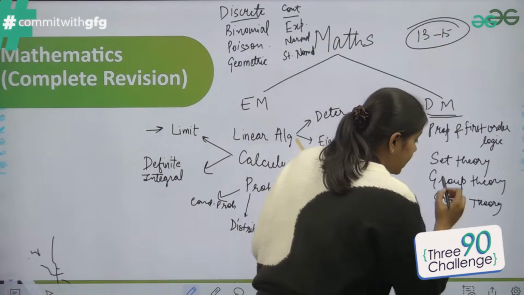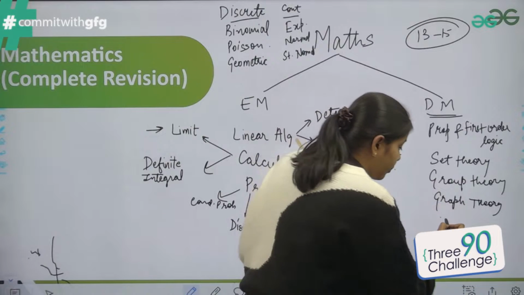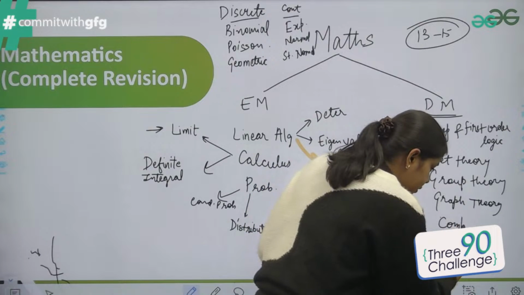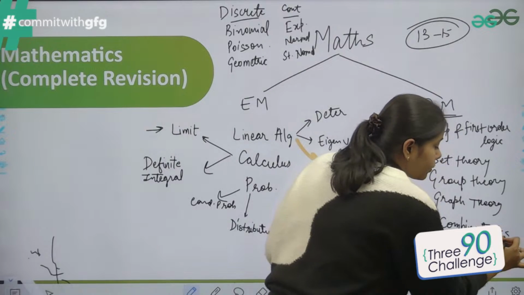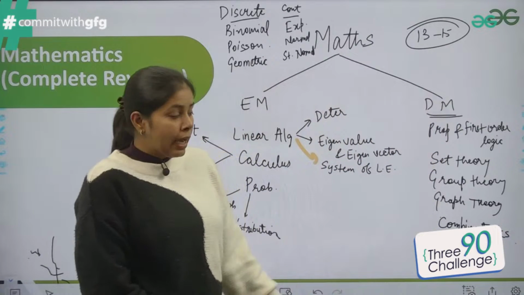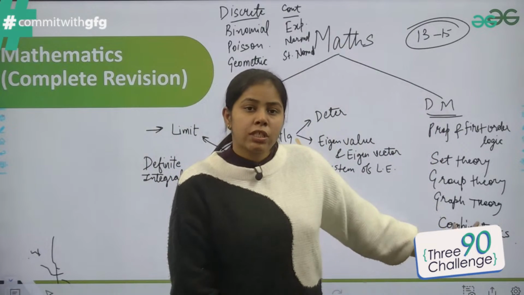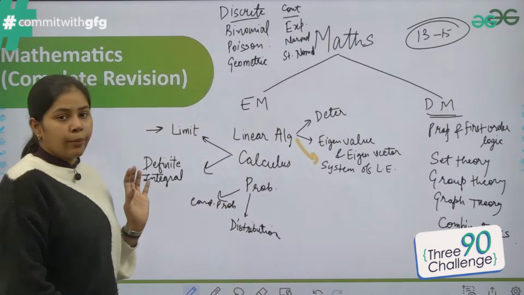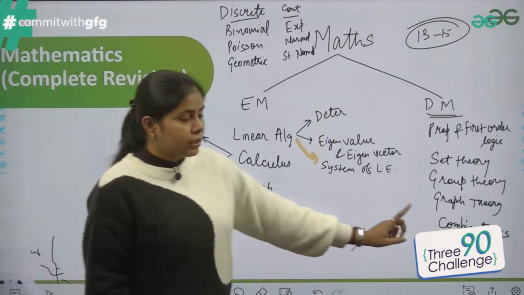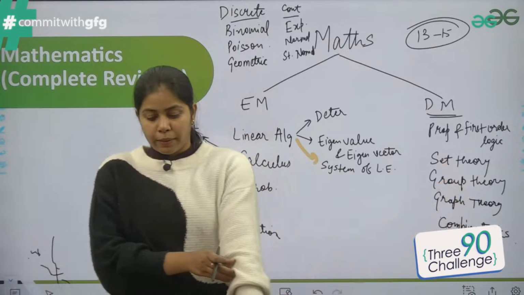Next, after graph theory, we have combinatorics. From this topic we have at least one question each year, right? Otherwise, if they do not ask questions from combinatorics directly, they would add it with probability. So it's important that you also know this combinatorics topic.